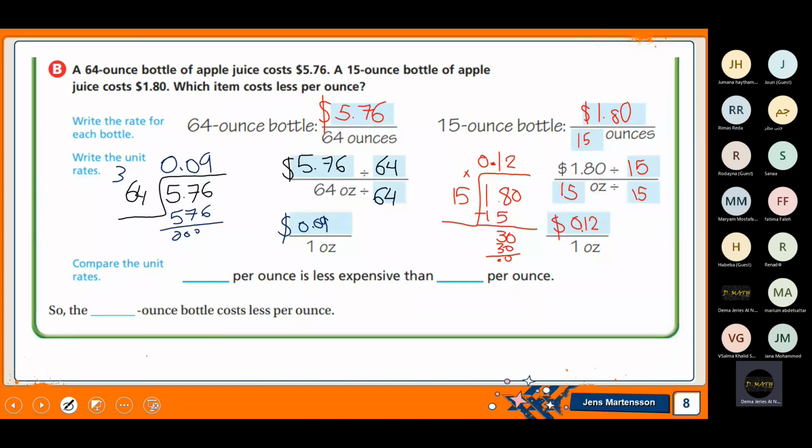Which one is less expensive? 0.12 per 1 ounce or 0.09 per 1 ounce? 0.09. Bravo. So which one is the less expensive? The 64 ounces. But teacher, I divided it and it gave me 9. Oh, sorry, teacher. That's okay. So teacher, 0.09 is less than 0.12. Yes.